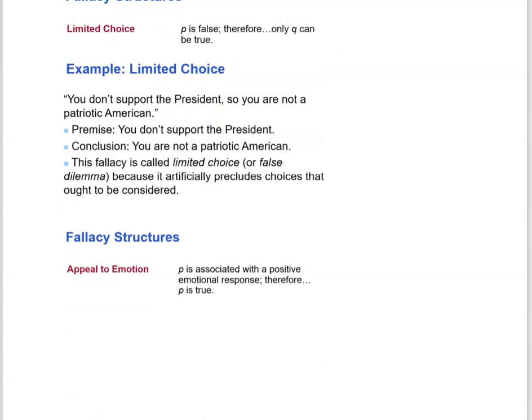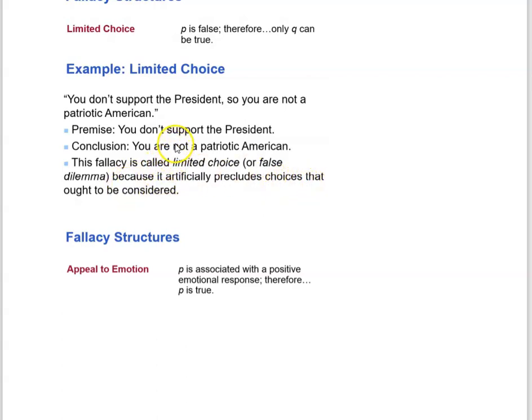Limited choice, okay? P is false, therefore only Q can be true. So just by saying something is false, then we can say something else is true. So you don't support the president, so you are not a patriotic American. Well, the premise is you don't support the president. The conclusion is you are not a patriotic American. This fallacy is called limited choice because it artificially precludes choices that ought to be considered.